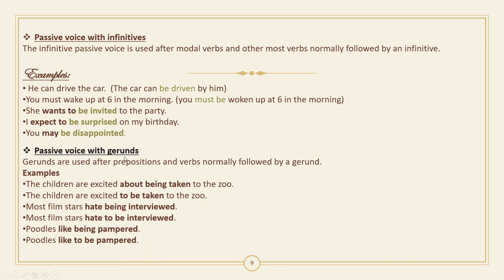Passive voice with gerunds. Gerunds are often used after prepositions and verbs normally followed by a gerund. Look, children are excited about being taken to the zoo. And the infinitive form is: children are excited to be taken to the zoo. Most film stars hate being interviewed. This is the gerund form, and this is the infinitive: most film stars hate to be interviewed. Poodles like being pampered, gerund form. Poodles like to be pampered, infinitive form.